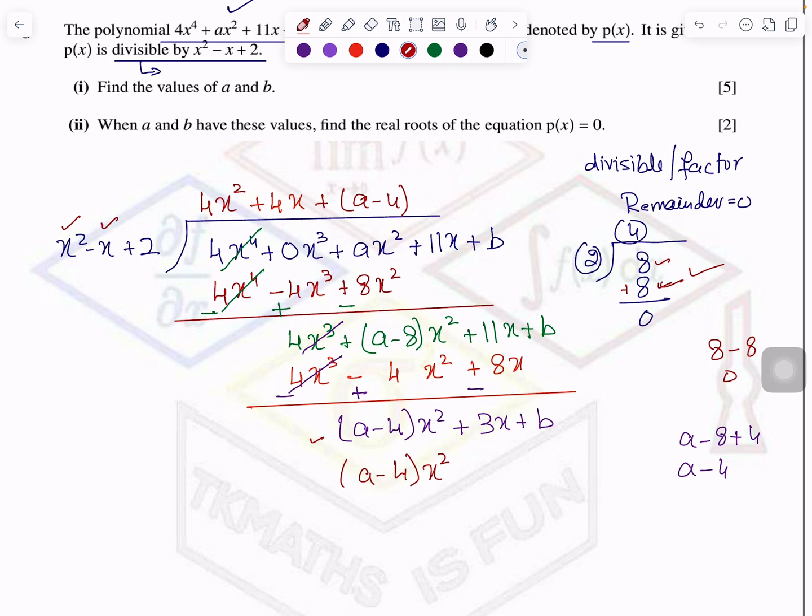Now minus x multiplied by a minus 4 will be what? Again it will be minus a minus 4x. And then 2 multiplied by a minus 4 will be what? 2a minus 4. Okay. Now let me just erase this part. So after that again I will subtract the two terms.